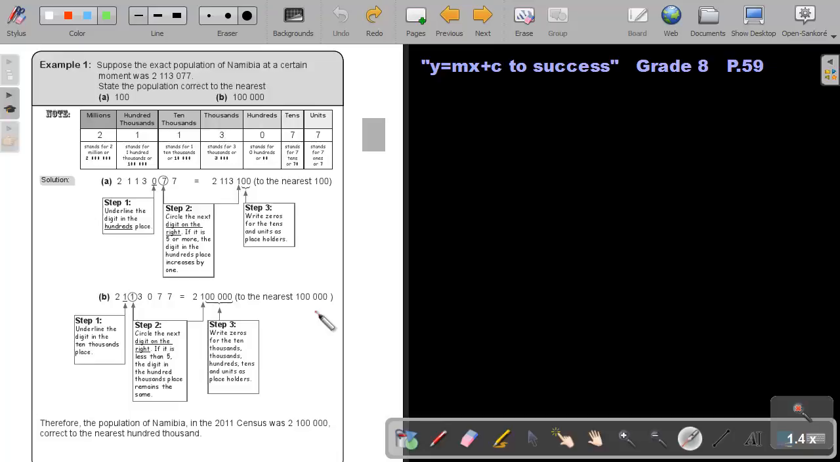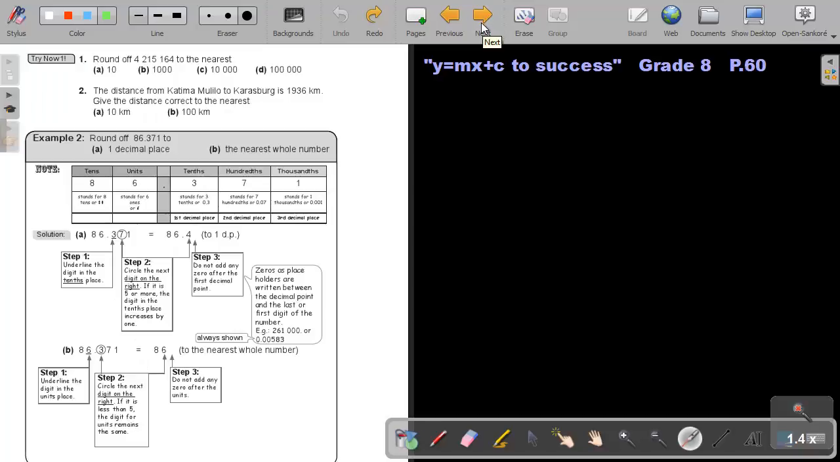Okay, so let's go on. Let's see if we can do an example. I want you to try now. We did 100,000, so let's just do the nearest 10, and then just the first two. And then number 2, the distance, I think we can do both. Okay, stop the video. As soon as you are finished, you can continue with the video.